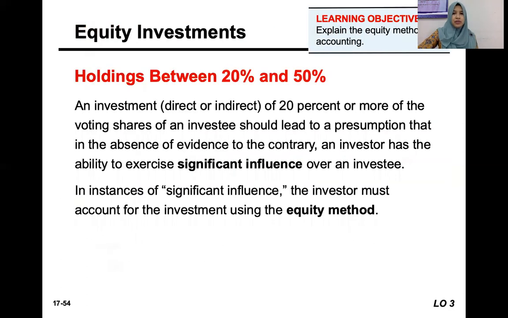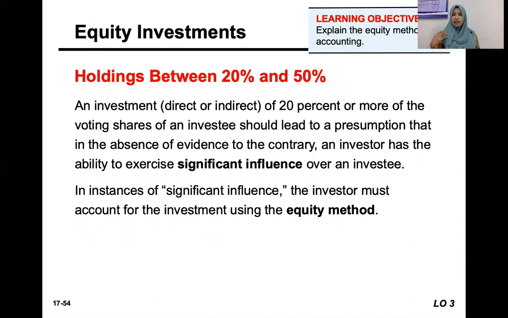Okay. Now we move to the second category of equity investment. What I mean by category is the ownership interest: just now it was less than 20%, now it is more than 20% up until 50%. So in this classification of equity investment, we don't use the fair value method, but we use the equity method, because we assume that the investor company has a significant influence over the investee.